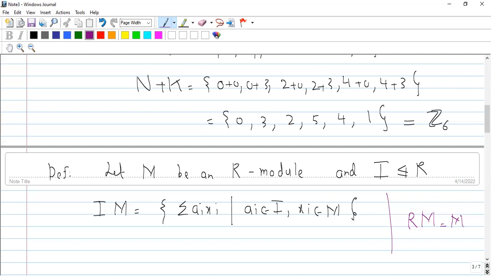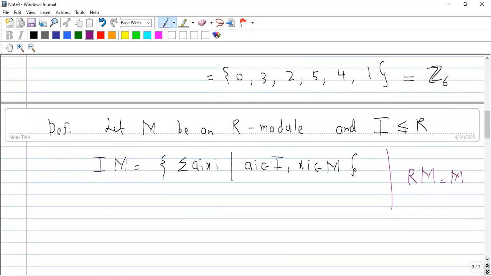Because M is closed under scalar multiplication, if you multiply elements of the ring with elements of M, you will get elements of M. So in general, if you multiply the ring with M, you will get M. But if you multiply an ideal of R with M, in general you will not get the whole R module M. You will get a subset of M, and I am claiming that this subset is also an R module. So this R module is defined with the help of I, where I is an ideal of R.